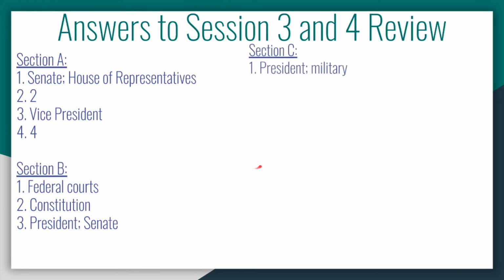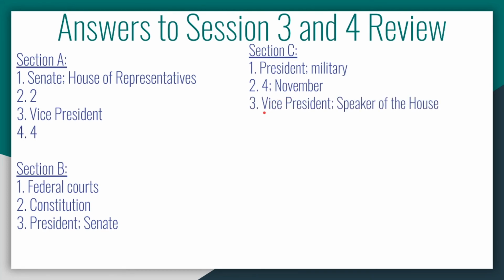Section C. The President is in charge of the executive branch and is also the Commander in Chief of the military. Number 2. The President is elected for 4 years. Election day is always in November. Number 3, if the president can no longer serve, the next in line is the vice president and then the Speaker of the House. And number 4, the president can either sign or veto bills.